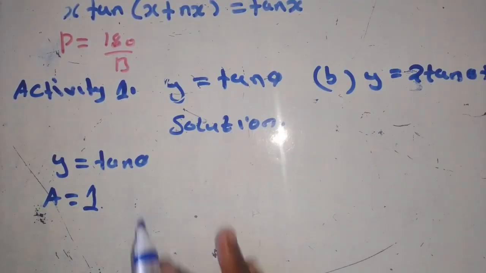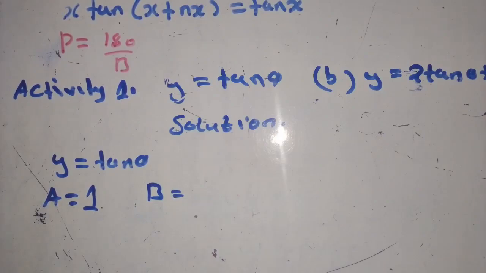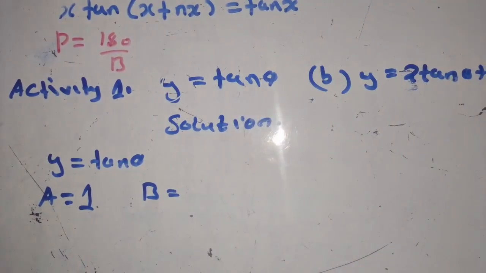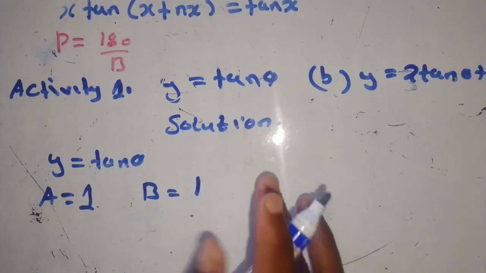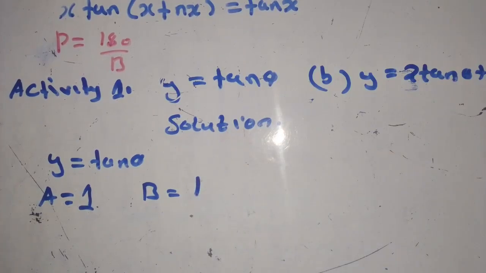After finding your amplitude, you find what we call the frequency, which is represented by the letter B. To find the frequency, you just get the number which is in between the theta and the trig ratio. Here there is nothing in between, so this means that there is 1. So our frequency will be 1, and this means that our graph only has one cycle, because frequency represents the number of cycles the graph is going to have.